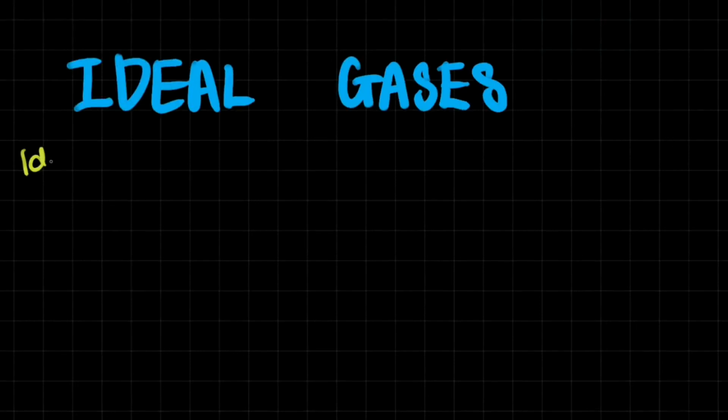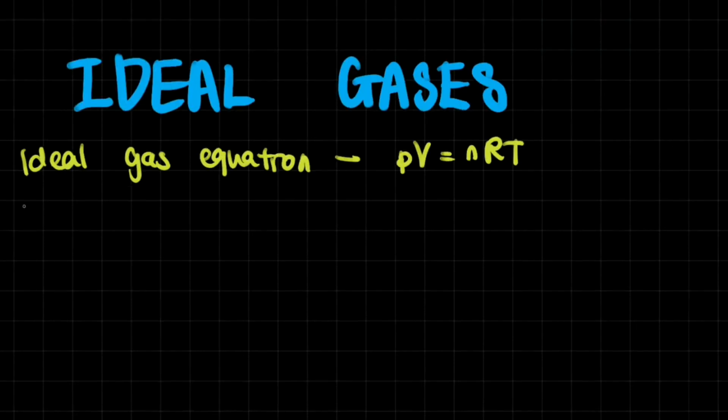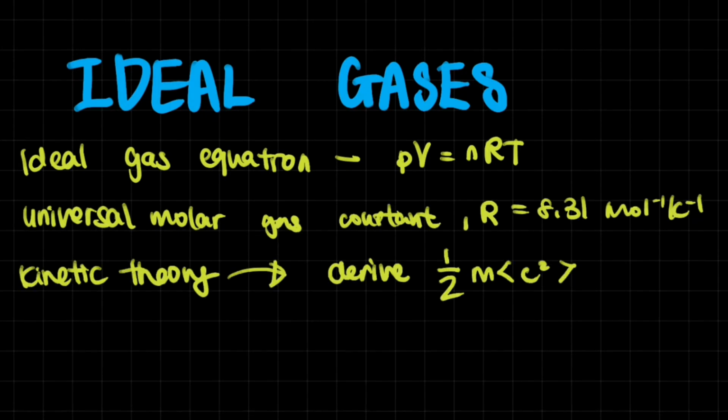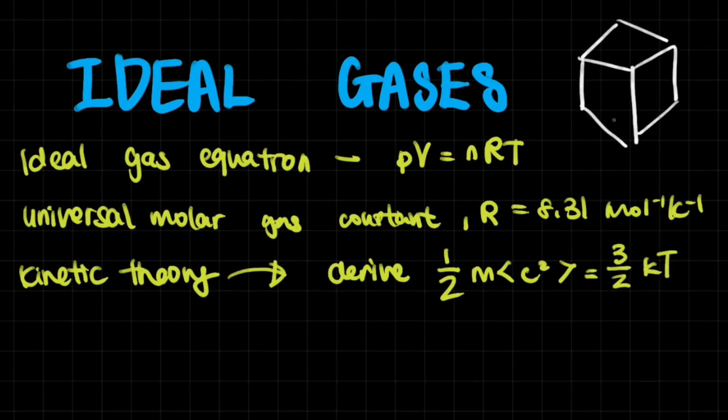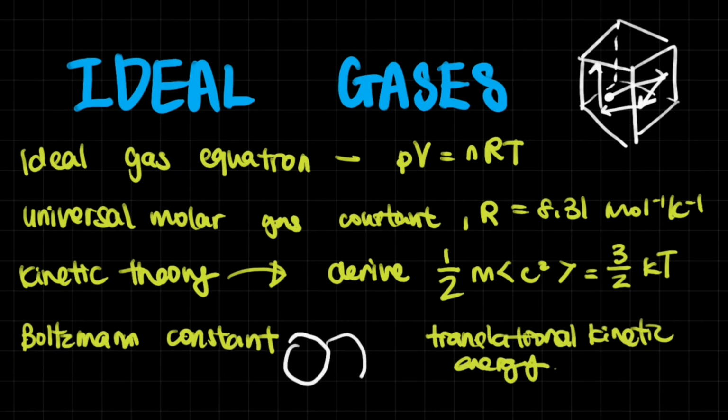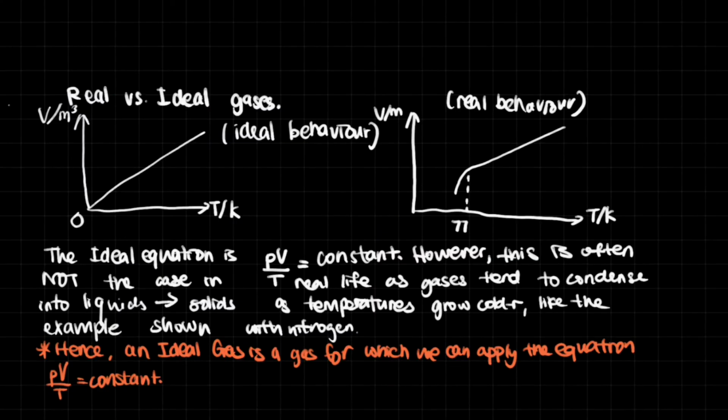This video is going to be all about ideal gases, ideal gas equations, and the universal molar gas constant, which was obtained experimentally. We'll look at how we can link the kinetic theory to derive molecular equations, and how we can link it to the macroscopic behavior of gas particles. We're going to talk about things like the Boltzmann constant, translational kinetic energies, and more. So let's begin. What are ideal gases, first of all?